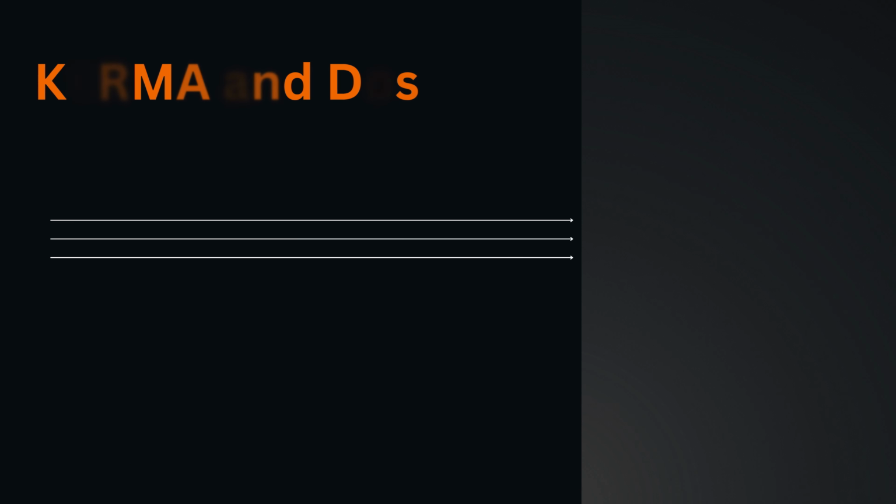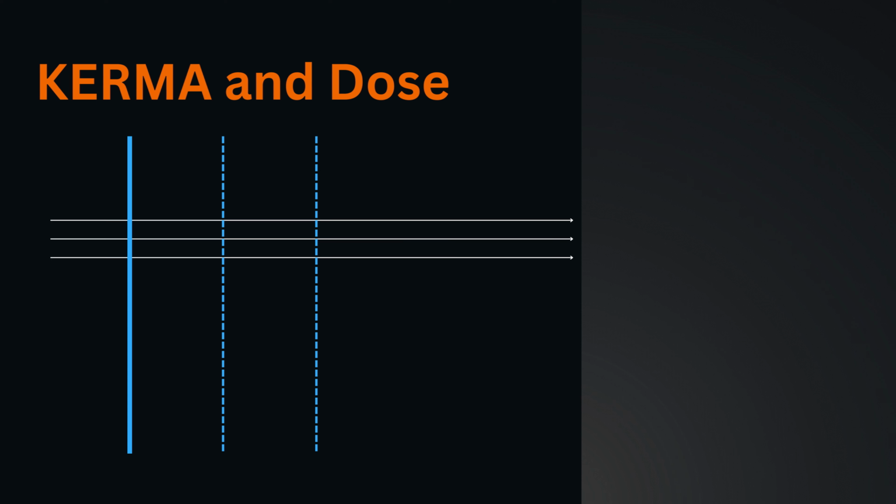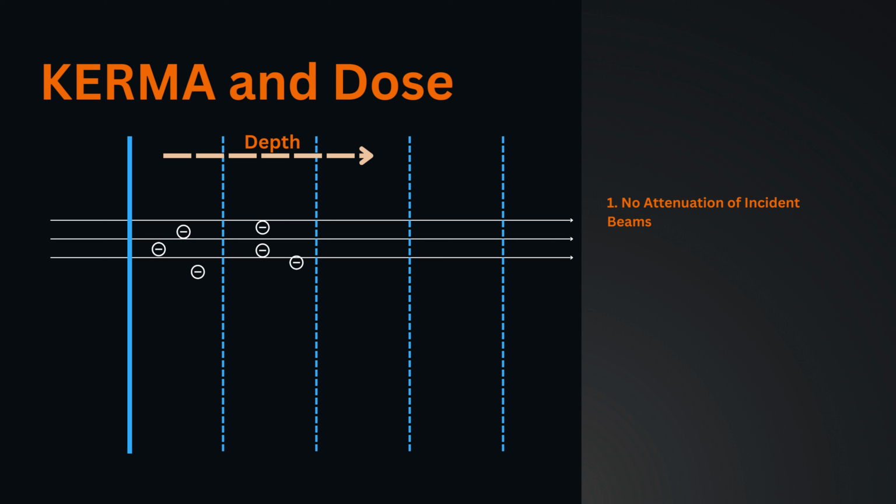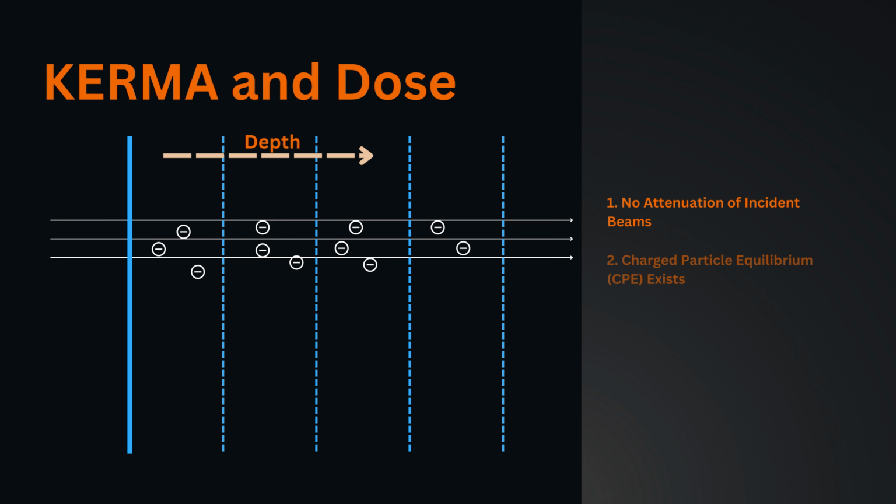KERMA and dose. Consider a photon beam interacting with a material, which can be segmented into different depths for analysis. We will make the following assumptions. No attenuation of the incident beam: the energy fluence, the energy carried by the photon beam per unit area, remains constant with depth, meaning there is no decrease in the beam's energy as it penetrates deeper into the material.